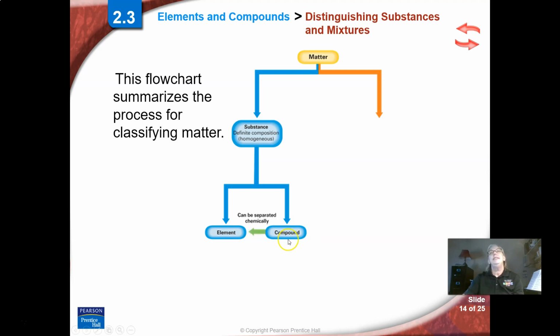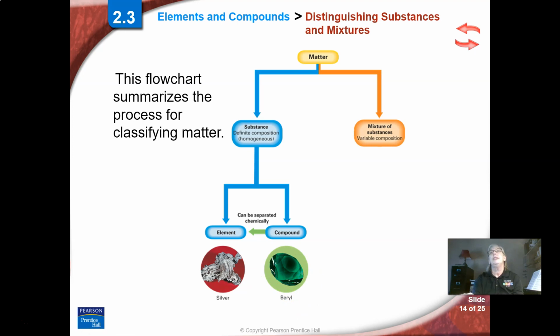So if we can chemically separate the compound into elements, we can do that. So compounds are made from elements. For example, silver is an element, and this is a compound, this beautiful gemstone. But what if we have a mixture? Remember, they can vary, like the Kool-Aid can be strong or weak. That means variable. If we can separate it physically, then we can get our elements or our compounds out of it.